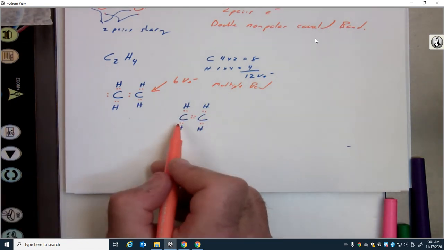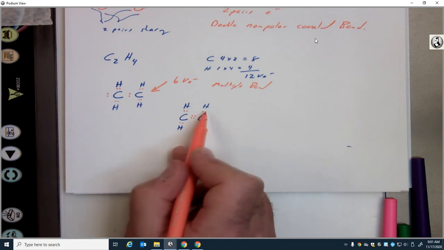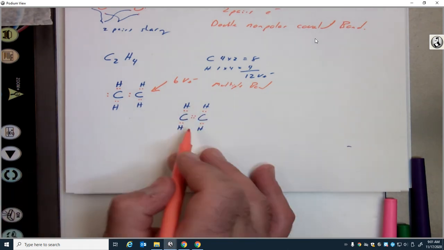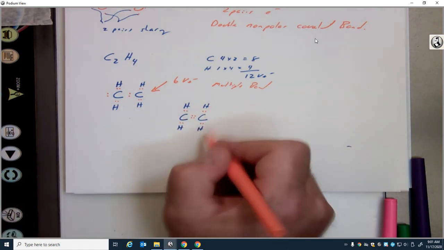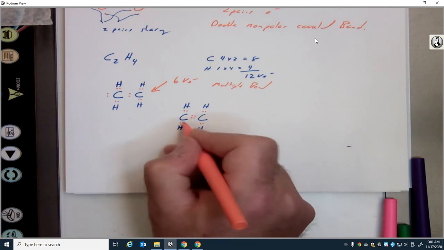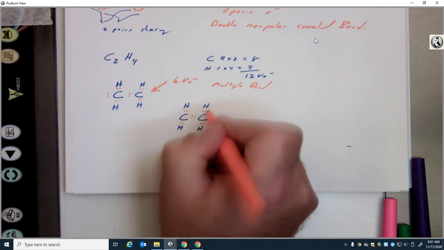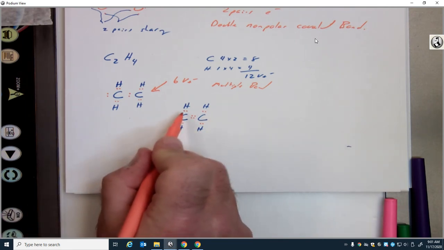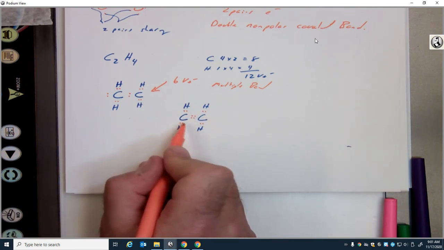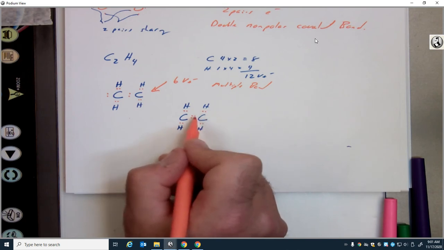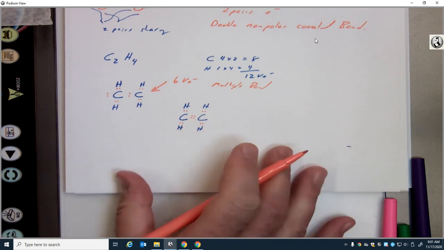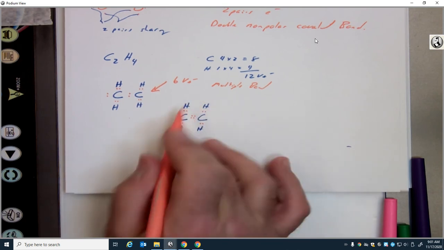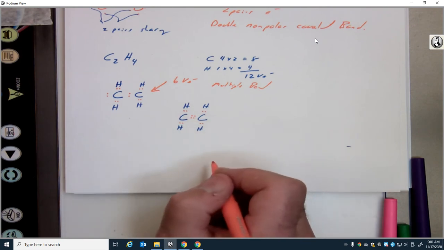So now I've used 1, 2, 3, 4, 5, 6, 7, 8, 9, 10, 11, 12. I've used my 12 valence electrons. If I go back here and count, hydrogen has 2, hydrogen has 2, hydrogen has 2, hydrogen has 2. Each one of those is good. If I look at this carbon atom right here, it has 1, 2, 3, 4, 5, 6, 7, 8. This one has 1, 2, 3, 4, 5, 6, 7, 8. Right? So this follows our octet rule.